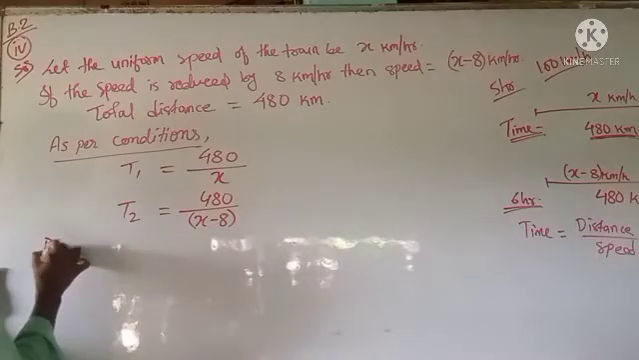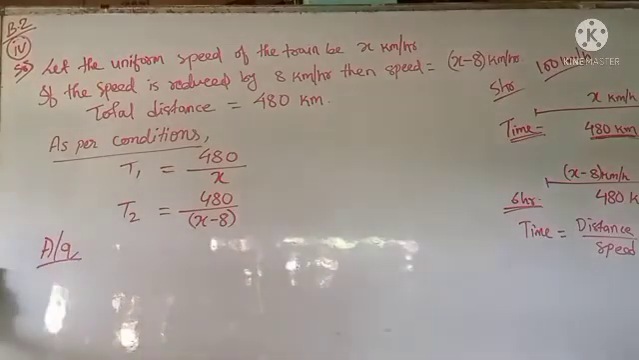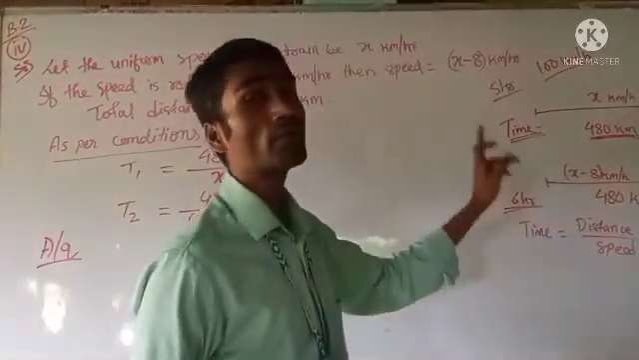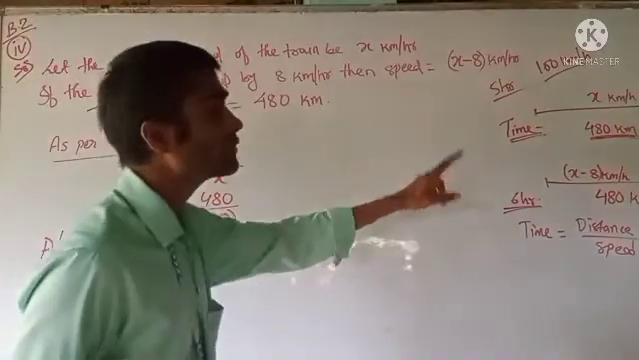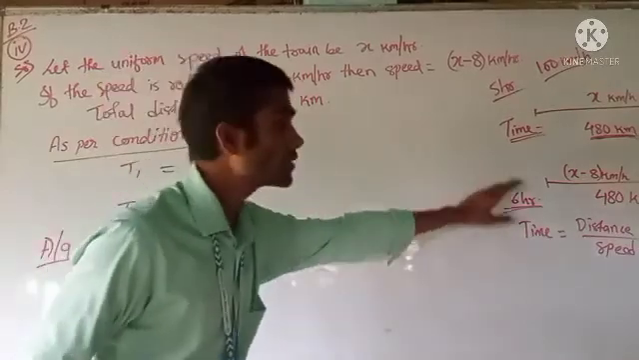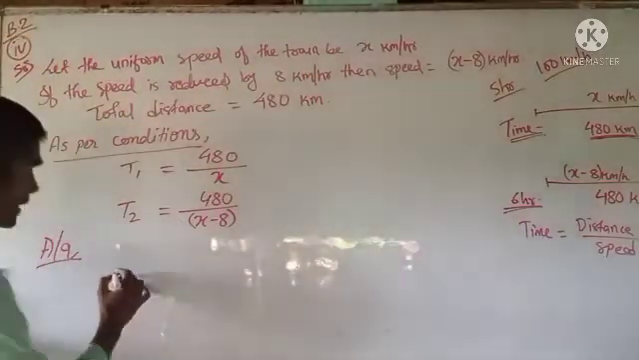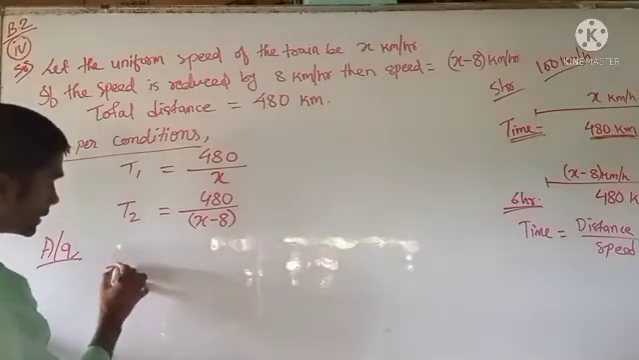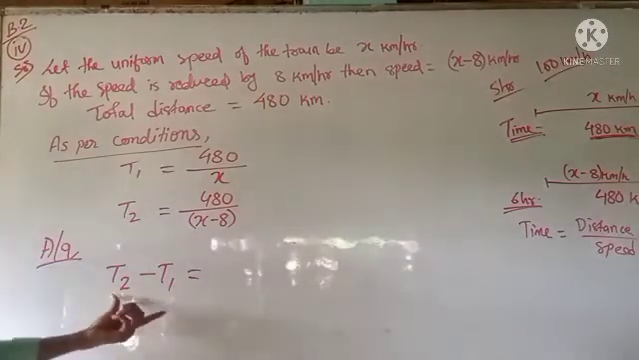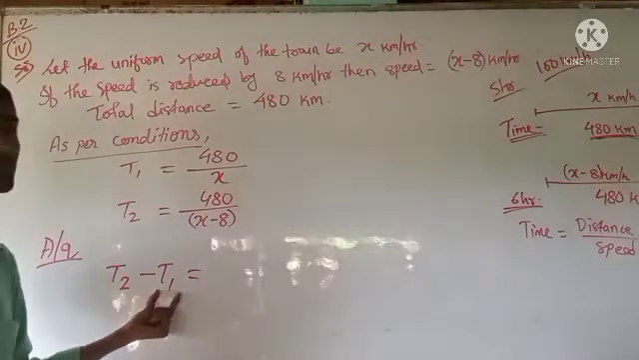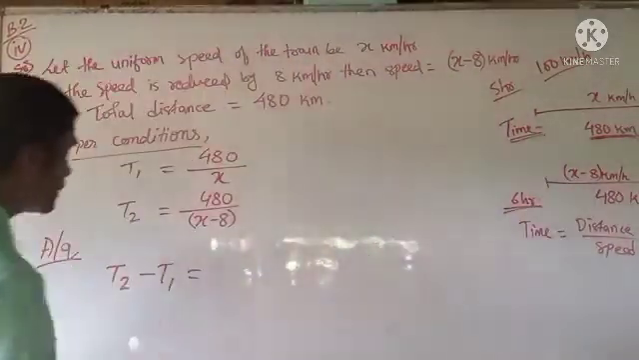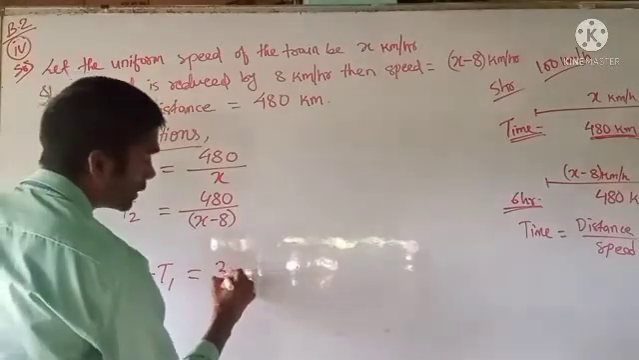So here we will write, according to the question, what is said: if the speed is reduced by 8 km per hour, then it takes 3 hours more. That means the difference of their time is equal to 3 hours. So we can write, this will take more time, so we'll write the difference, T2 minus T1. Difference of their time means greater time minus smaller time. The greater time is where the speed is less, so time will be more. So T2 minus T1 will be equal to 3 hours.